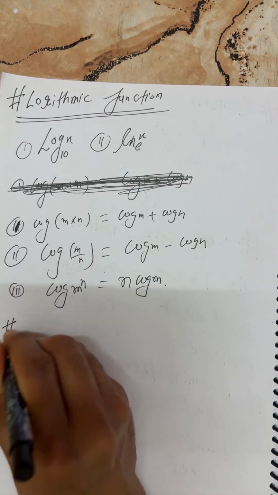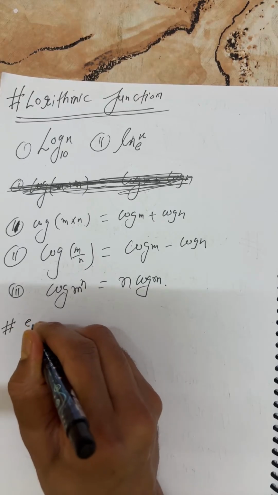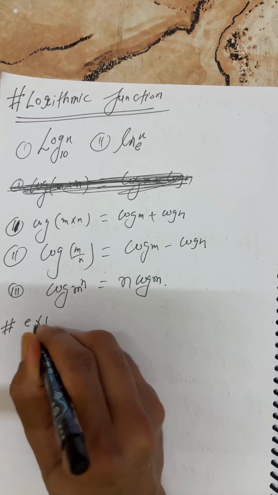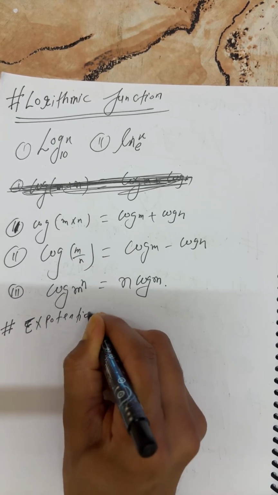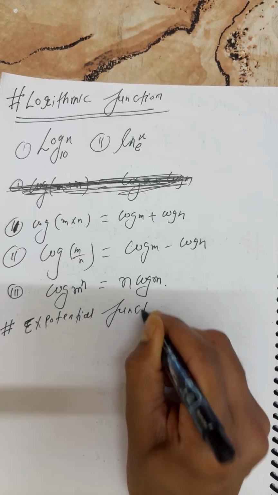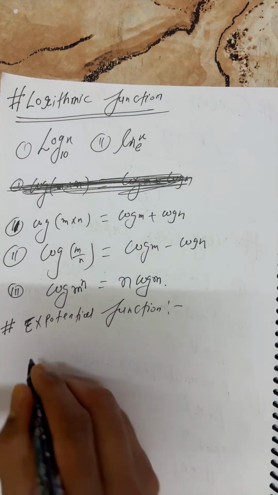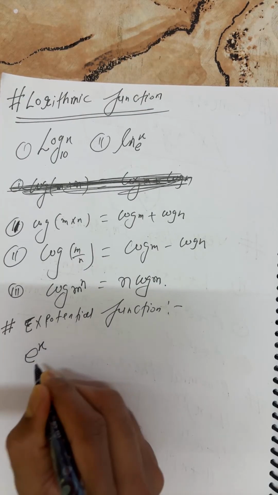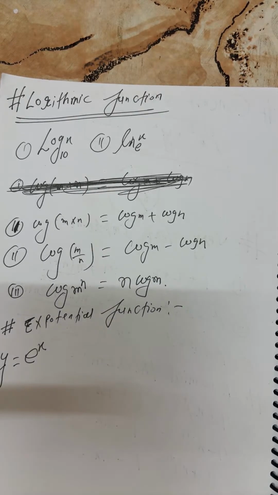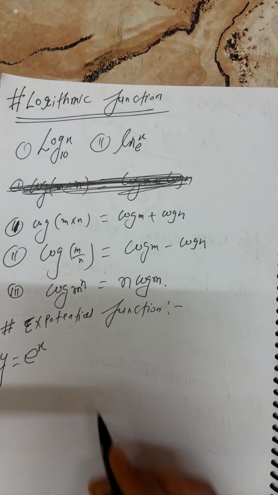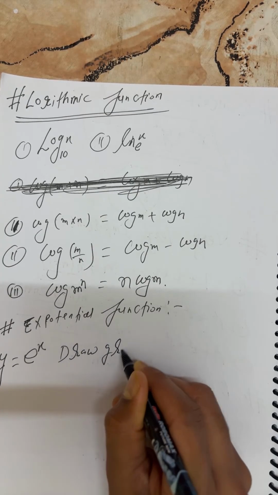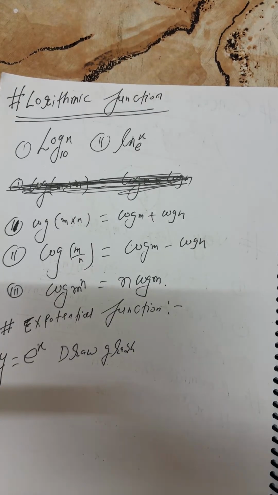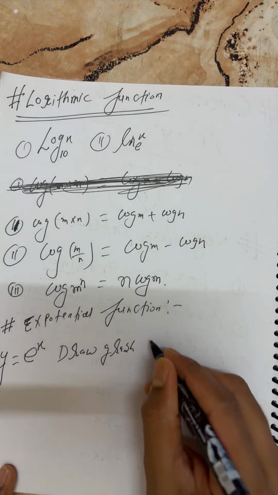Last, students, exponential function. Any function with e to the power x, you can say y is equal to e to the power x. You need to draw the graph. Simple. What is this? Students, flight takeoff.